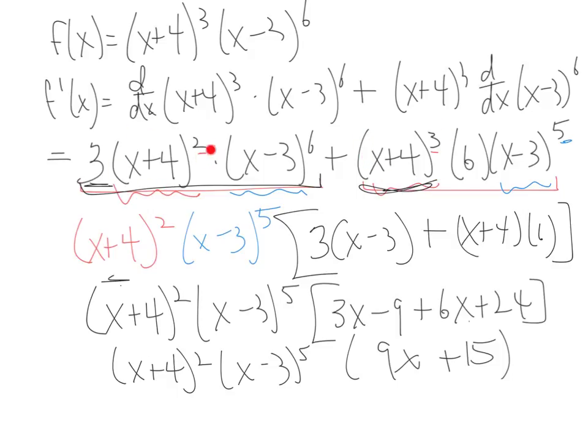And we have to use the lower exponent, of course. And they also have an x minus 3 in common, and again you have to use the lower exponent. So I pull out the x plus 4 squared and the x minus 3 to the 5, and I'm left with this afterwards. I just use the distributive property to expand these, and I get 9x plus 15 in that final bracket. Good luck!